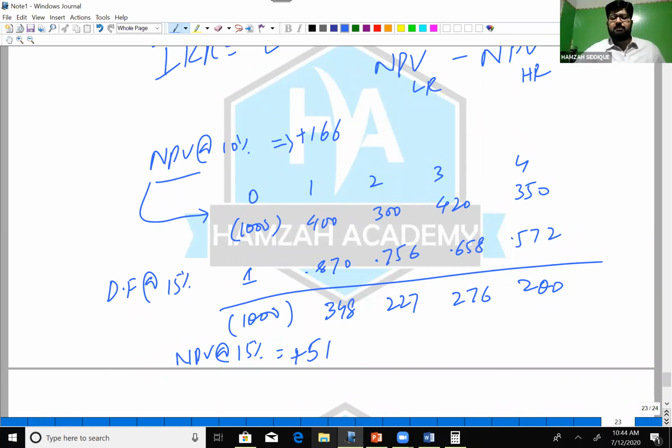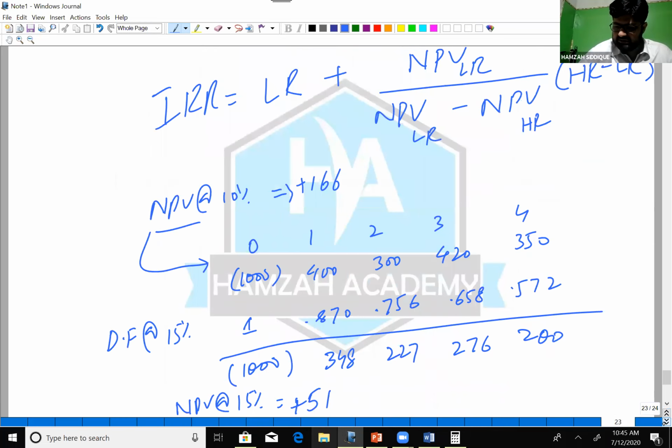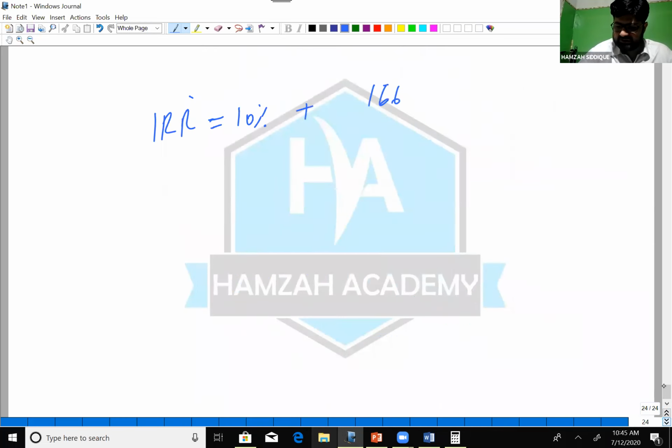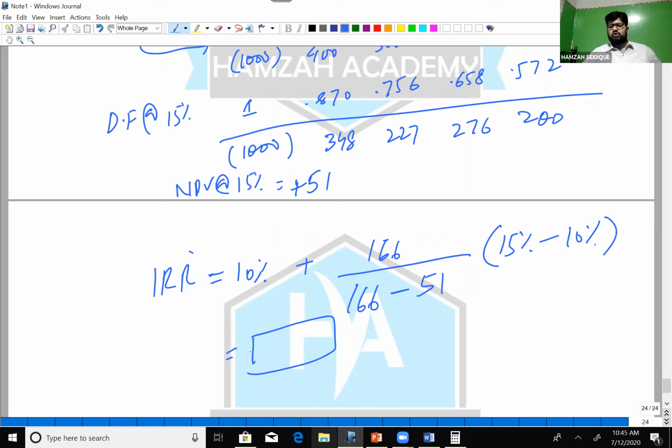Now, we will be applying the formula IRR. We have low rate of return 10%. NPV at low rate 166. Yes, 166, divided by NPV at low rate minus NPV at higher rate, times higher rate minus low rate. Student, tell me its answer. Be quick. Solve it and tell me its answer, IRR. Be quick, please.